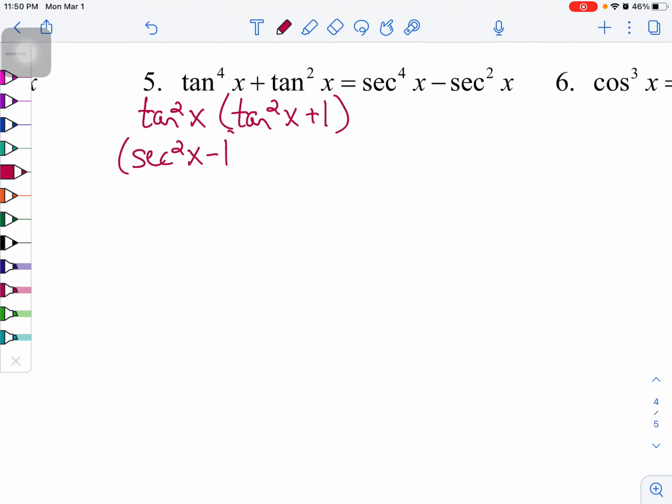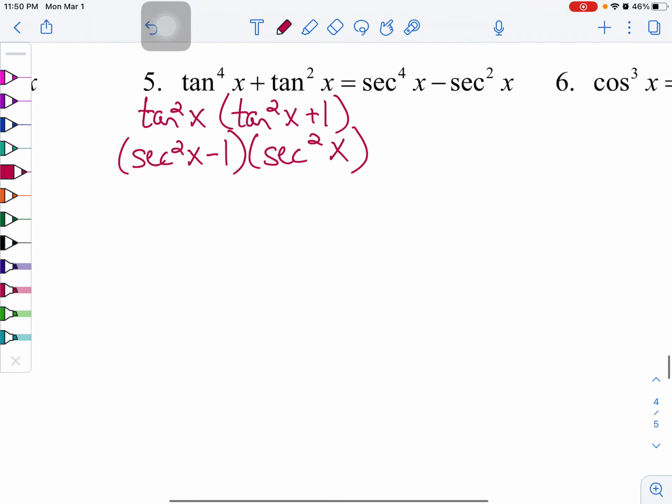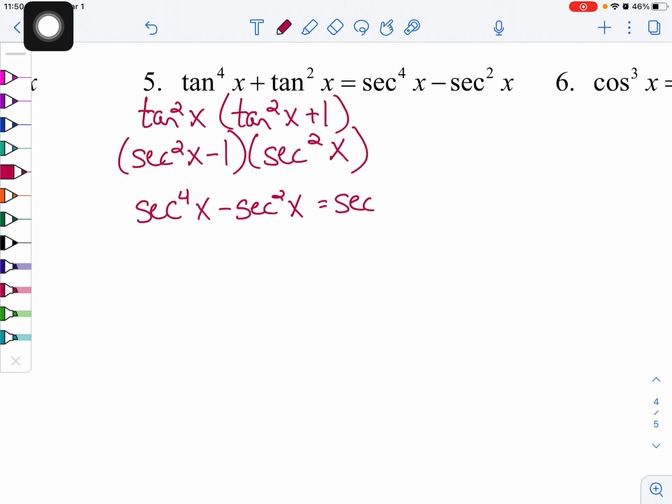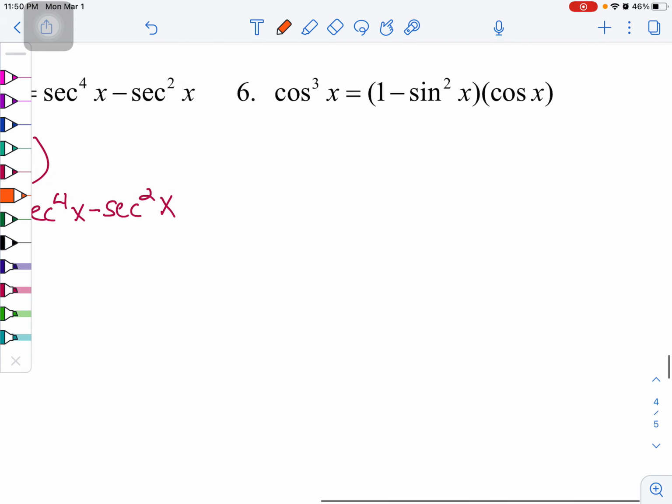So let's see. Tangent squared x is really 1. Nope, I lied. It is secant squared x minus 1. And then tangent squared x plus 1 can be rewritten as secant squared x. This actually is working pretty easily. And I'm going to distribute back in. So I get secant to the 4th x minus secant squared x, which is the other side of the equation.